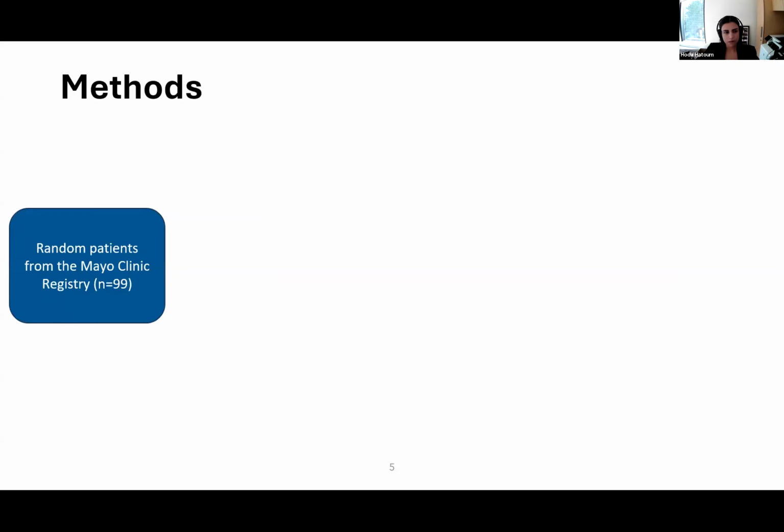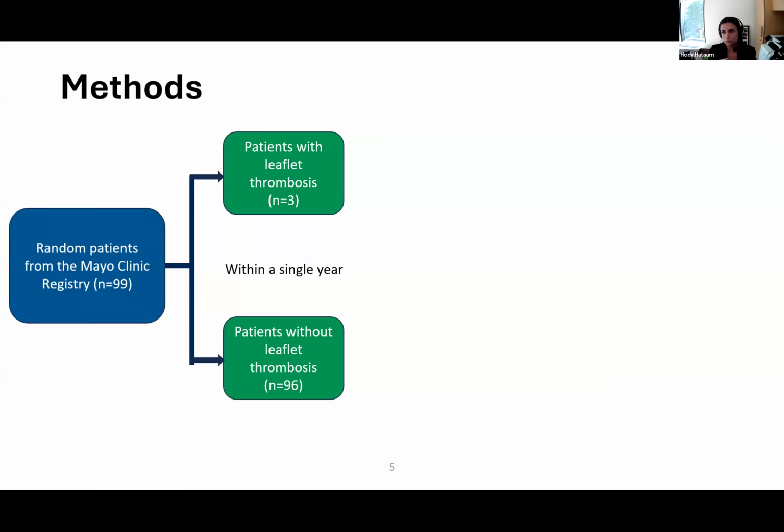So for our methods, we asked our collaborators at Mayo to select 100 random patients from their database within a 1-year time span, to minimize bias and to minimize the different valve generations. A previous version of this work included a cohort of patients, 50% of whom developed leaflet thrombosis and 50 did not.